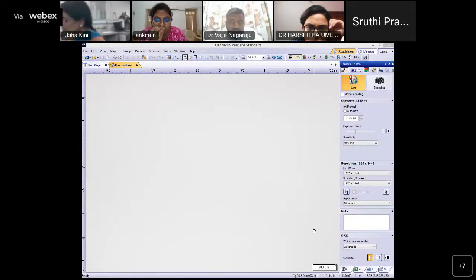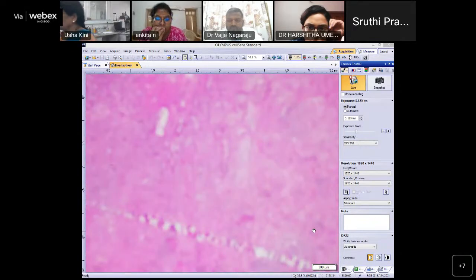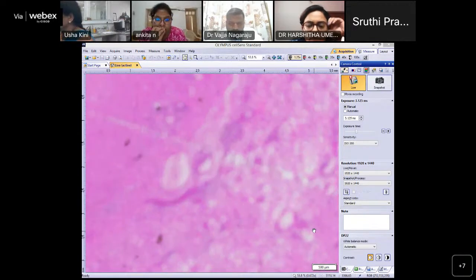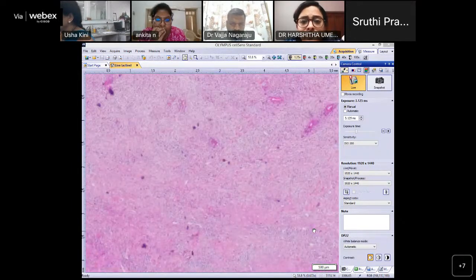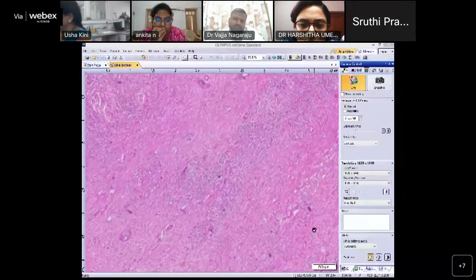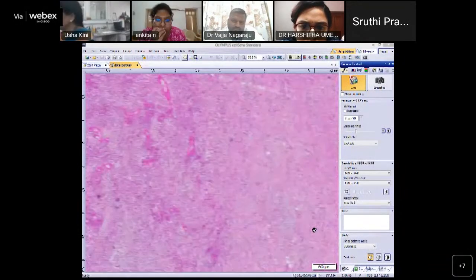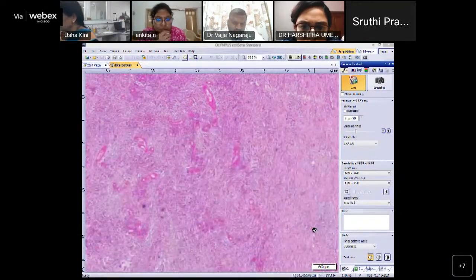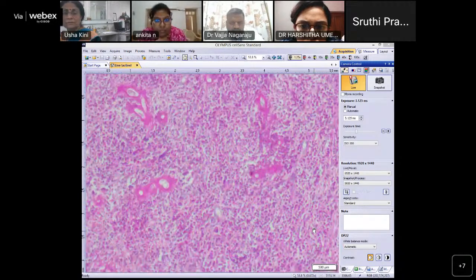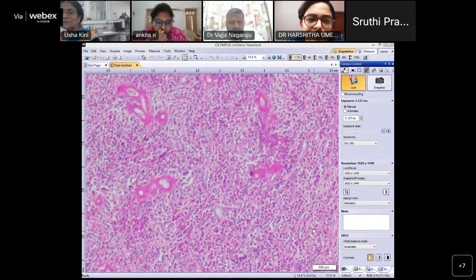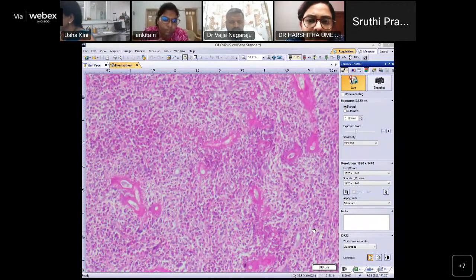I'm showing a PAS stain. This is the PAS stain. Can you see this slide? Yes. You can see the image from a microscope. Is it visible, Ankita? Yes, ma'am. Can you see it? Yes, ma'am.